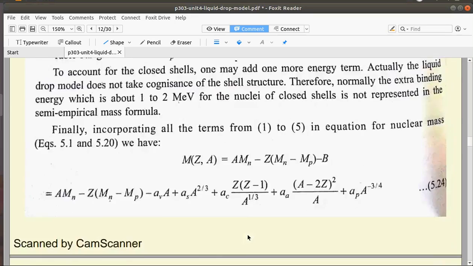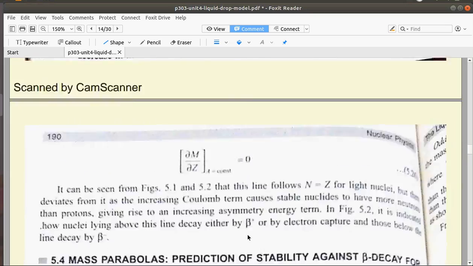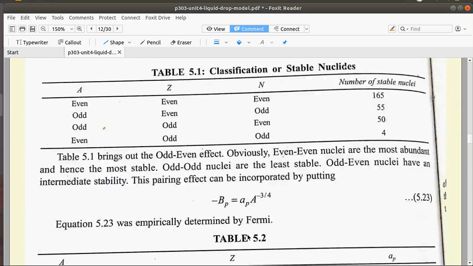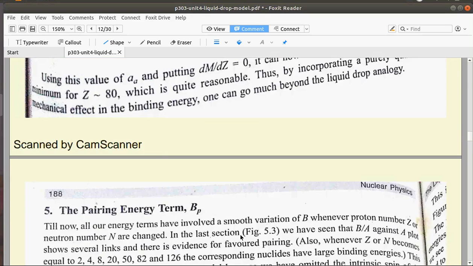Now how long is this? Okay, we can try. So now till now, does anybody have any query with regard to the asymmetry term?